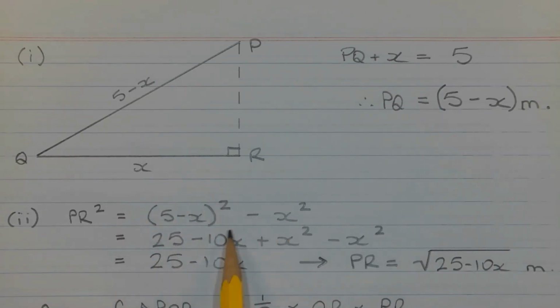Now we have a perfect square here, which we can expand. So PR squared is equal to 25 minus 10x plus x squared minus x squared. Now the x squareds will cancel to 0. So we have PR squared is equal to 25 minus 10x. But we don't want PR squared, we want PR. So in order to obtain PR, we need to take the square root of 25 minus 10x. So PR is equal to the square root of 25 minus 10x meters.